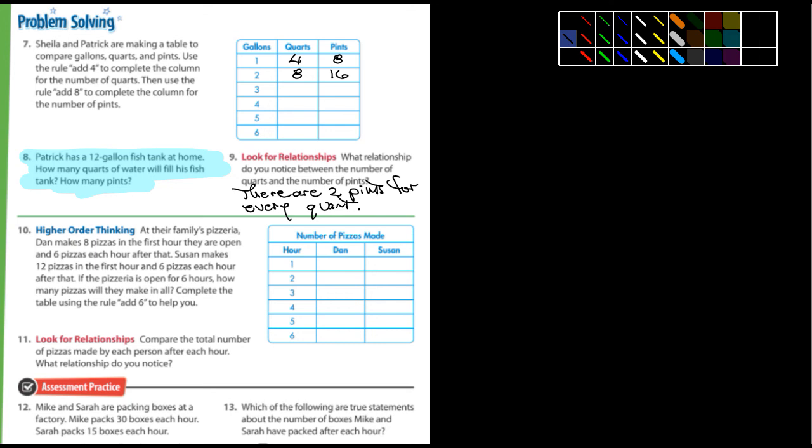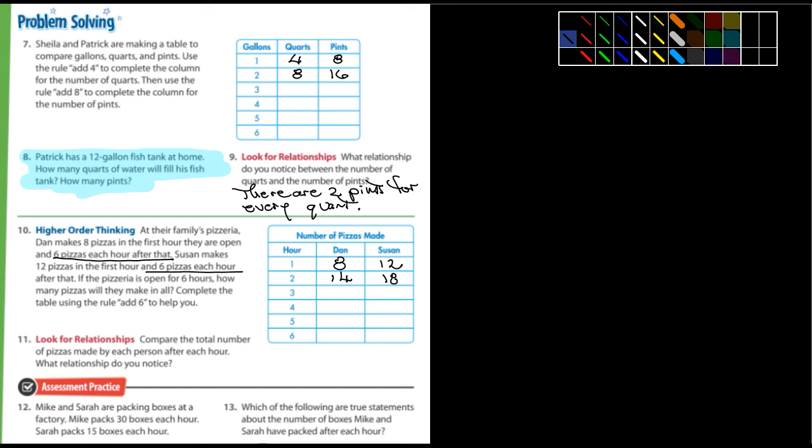The first hour, Dan made 8 pizzas. And Susan made 12. And then it says for Dan 6 pizzas each hour after that. And Susan's 6 pizzas each hour after that. So we're going to be adding 6 to each one. So what's 8 plus 6? That's going to be 14. What's 12 plus 6? It's going to be 18. So you just keep adding 6 from there on out.